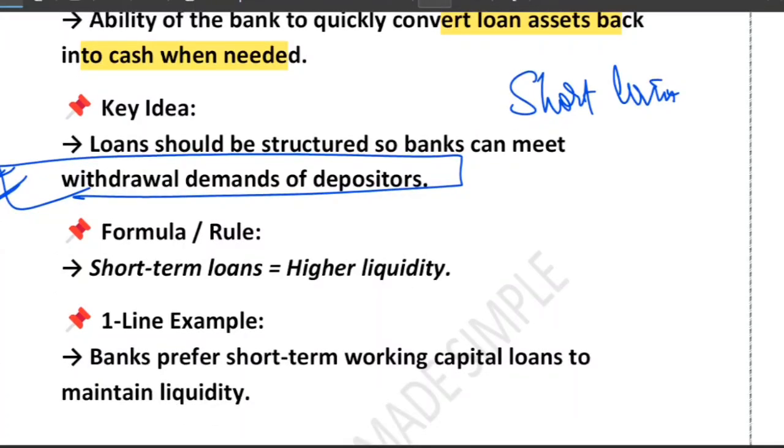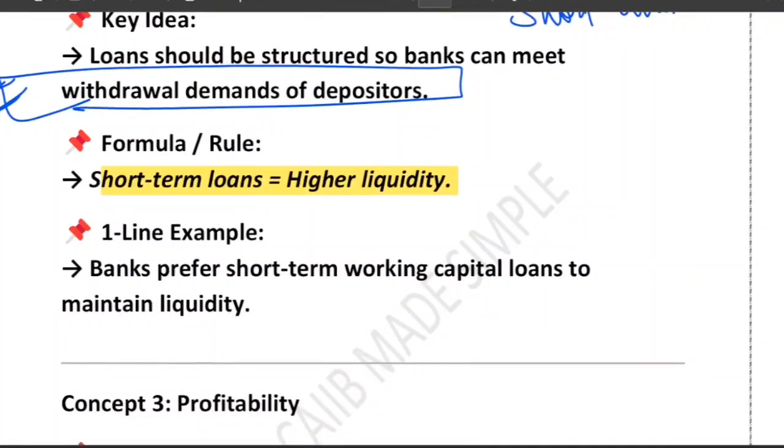So that is why banks ensure short term loans. Short term loan, higher liquidity. Very basic thing. This is the rule. Short term loan, higher liquidity. One example I can give you is that a bank prefers a short term working capital loan to maintain liquidity. This is the key point.